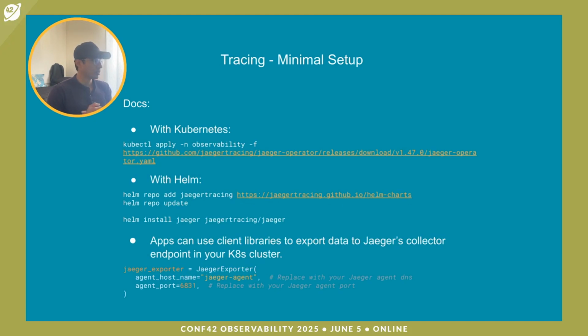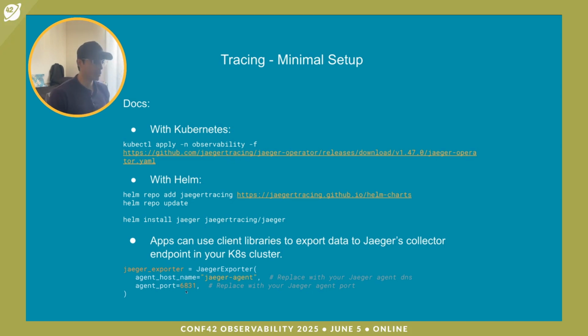Coming to tracing, you can either install it directly via the Kubernetes YAML file that Jaeger provides, or you can also use Helm as in the other steps that we have seen so far. Once you do that, you will have a Jaeger agent running inside your Kubernetes cluster. Then you can use the client libraries available in different programming languages and export the data directly to the Jaeger collector endpoint. This is an example from the Python library, wherein I'm specifying the host name for my Jaeger agent. This is nothing but the service name inside the Kubernetes cluster.